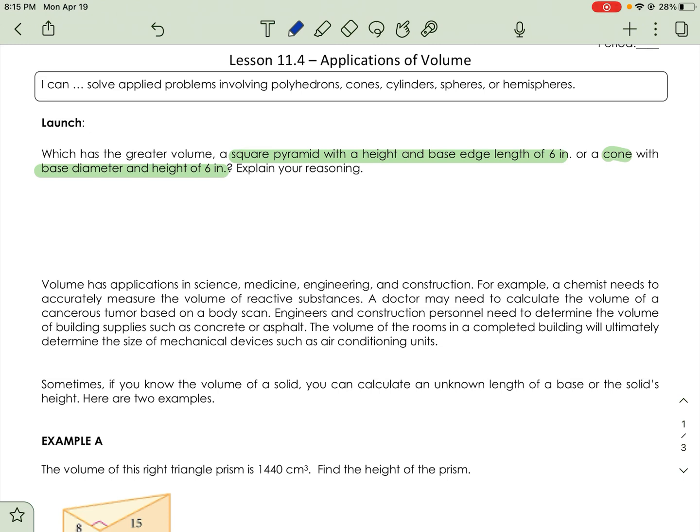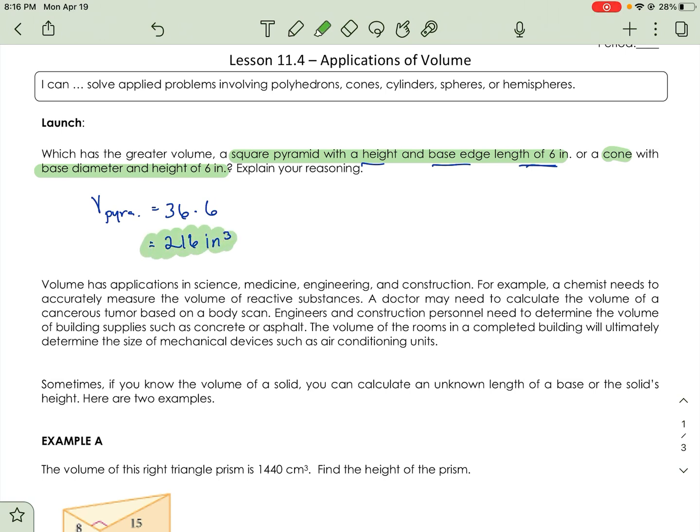So we have the volume of the square pyramid. Volume of the pyramid is equal to the area of the base. The area of the base is a square, and it tells us that the base edge is 6 inches. So the area of the square would be 36 times the height. We know that the height is also 6 inches, so 36 times 6. That gives us 218. Or, no, it doesn't. It gives us 216. So that is 216 cubic inches.